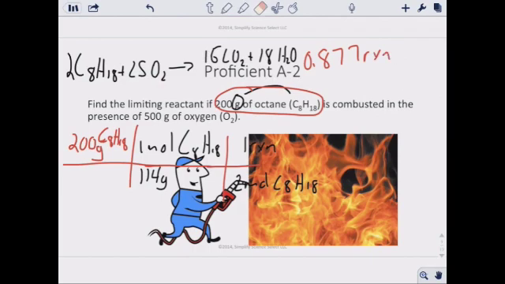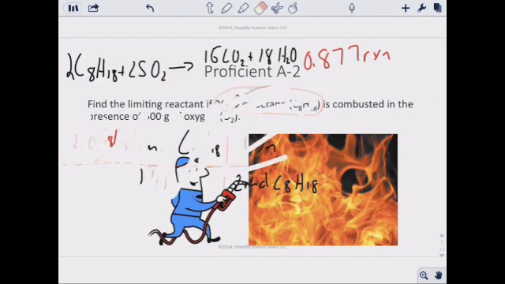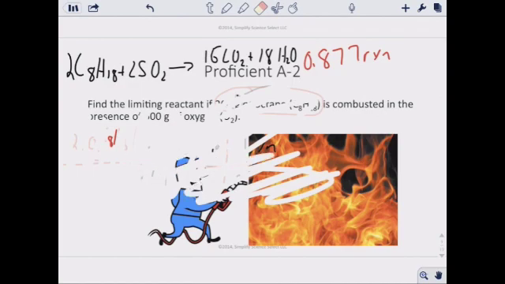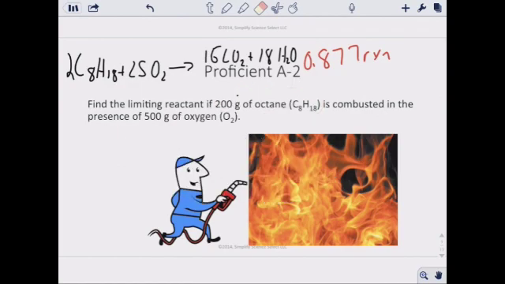And then we're going to do the exact same thing for oxygen. So we'll get rid of all this and do the exact same thing for oxygen. Remember that octane produced 0.877 reactions. So when we do oxygen, we know that 1 mole of oxygen is right around 32 grams, and we have 25 moles in one reaction.